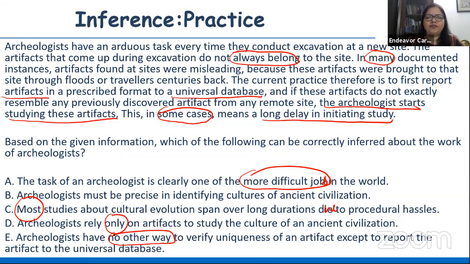Why does he wait for such a long time? Because he cannot do some random studies. What is the point of this paragraph? What is the author trying to imply here? That an archaeologist is expected to be precise in identifying cultures of ancient civilizations. He must be precise in studying artifacts and connecting them with various civilizations. And because he has to be precise in his work, that is why he undergoes such a long process. All right. So B is our answer.